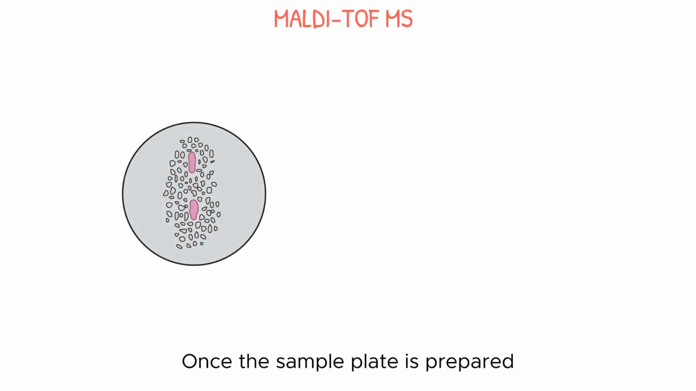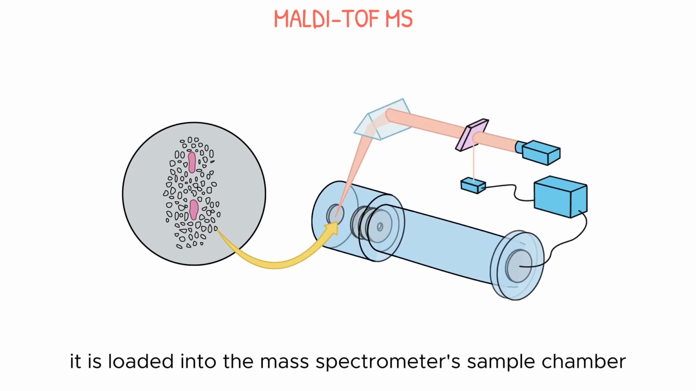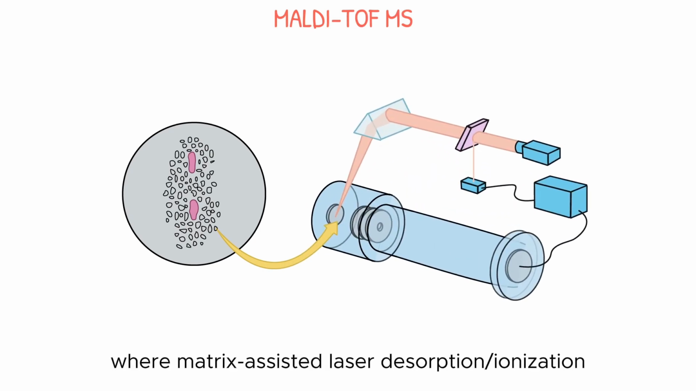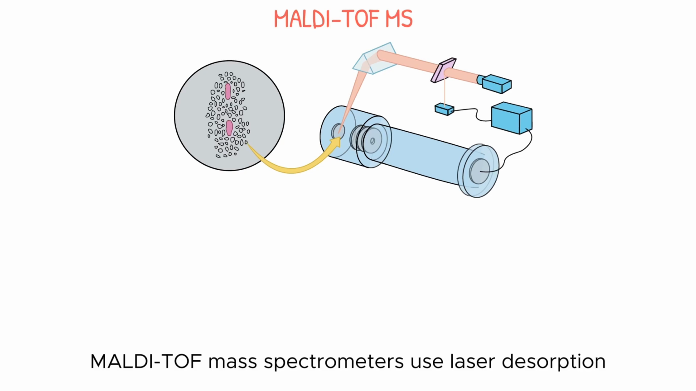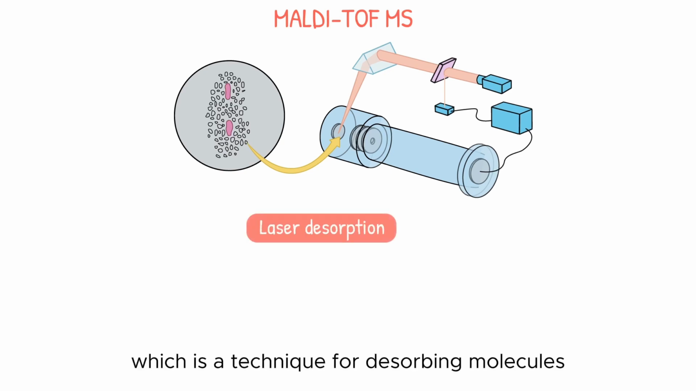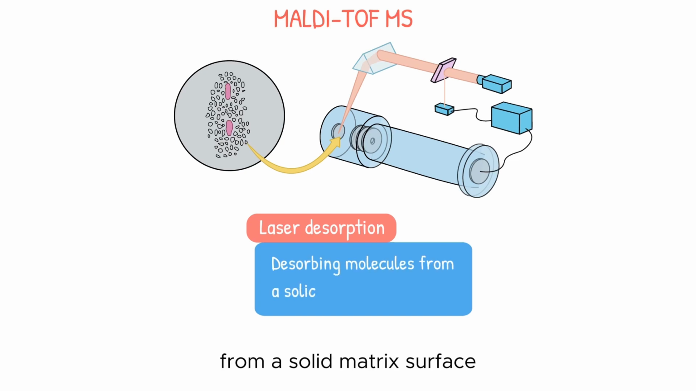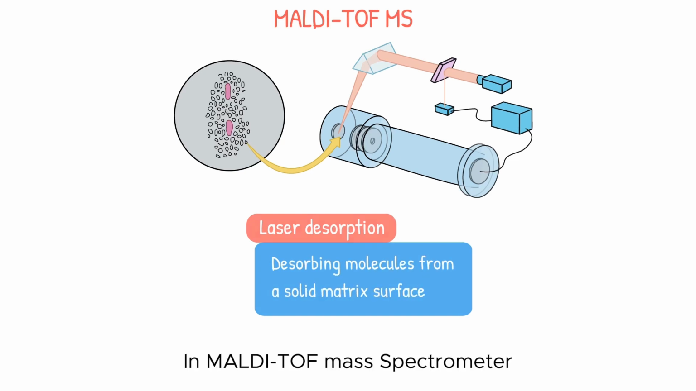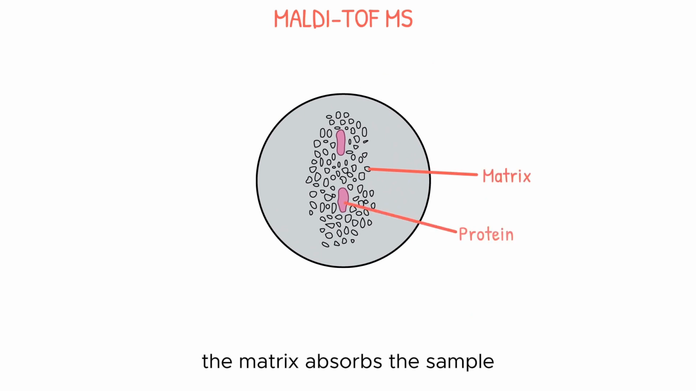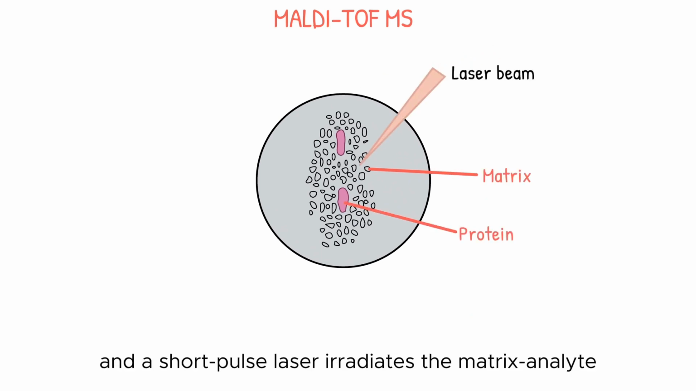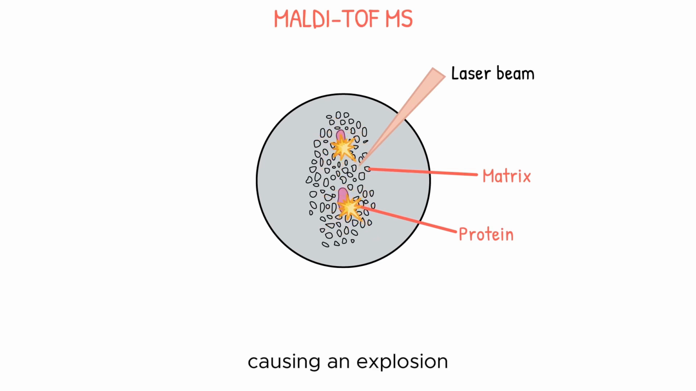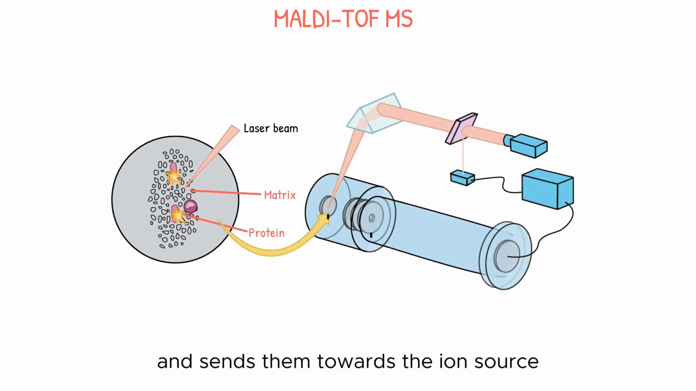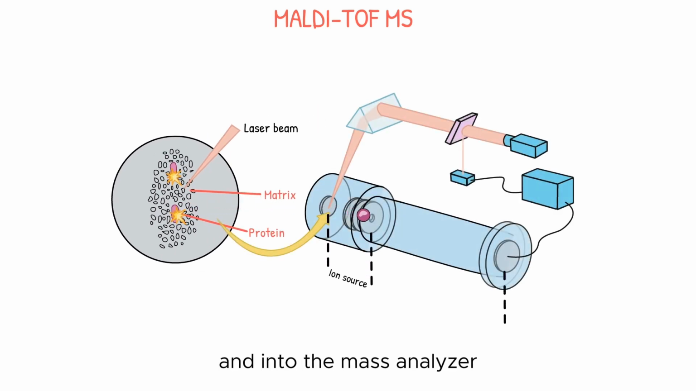Once the sample plate is prepared, it is loaded into the mass spectrometer's sample chamber, where matrix-assisted laser desorption ionization, or MALDI, takes place. While general mass spectrometers use electrospray ionization, MALDI-TOF mass spectrometers use laser desorption, which is a technique for desorbing molecules from a solid matrix surface. In MALDI-TOF mass spectrometer, the matrix absorbs the sample, and a short pulse laser irradiates the matrix analyte, converting the laser energy into thermal energy, causing an explosion that dissociates the sample molecules and sends them towards the ion source and into the mass analyzer.